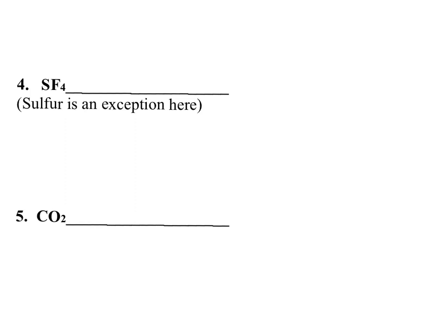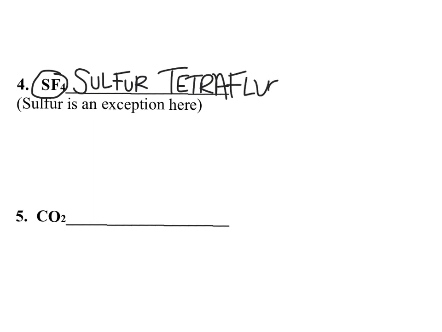Hello, science fan. This is going to be part 2 of going over some electron dot diagrams, which we call the Lewis dot diagrams. First of all, let's name this. This is covalent, right? So this is going to be sulfur. And since there are 4 fluorines, we're going to call that tetra for 4. And fluorine turns to fluoride, right? So tetrafluoride.